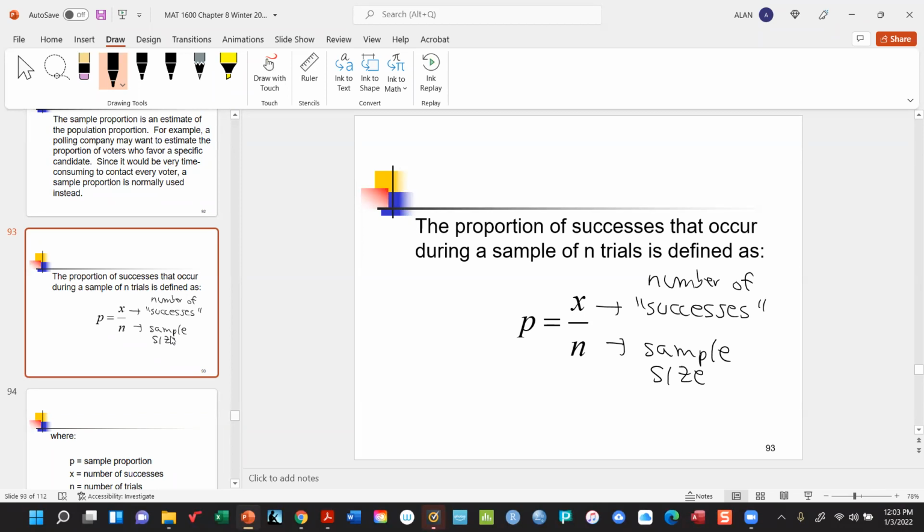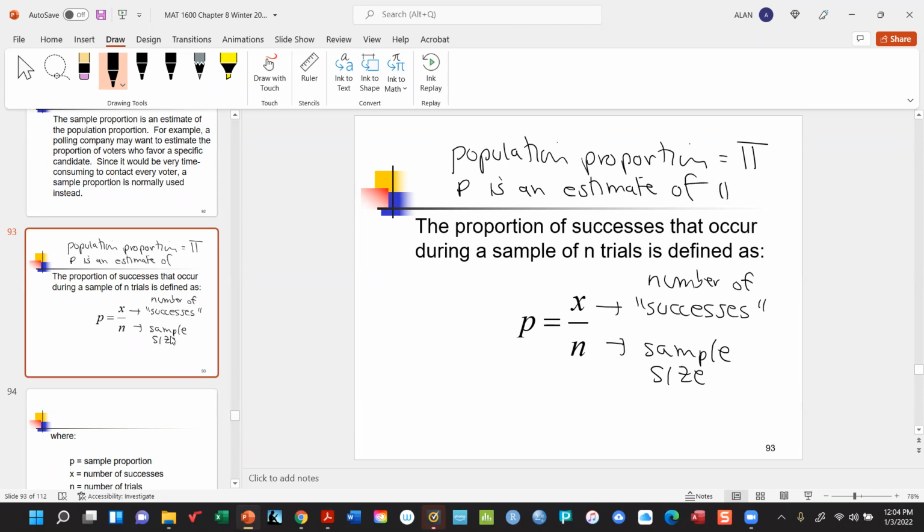Now, of course, the underlying population proportion, I just want to remind you in this book, which would mean the proportion of all voters who prefer this candidate, is written as capital Pi. So P is an estimate of Pi. Just remember that as we go along: Pi is the population proportion, P is the sample proportion or estimate of the population proportion.